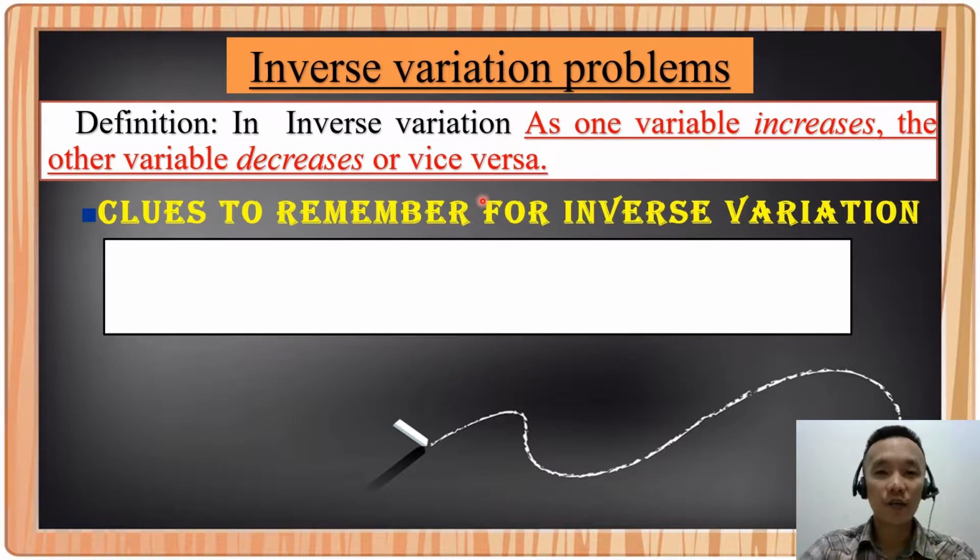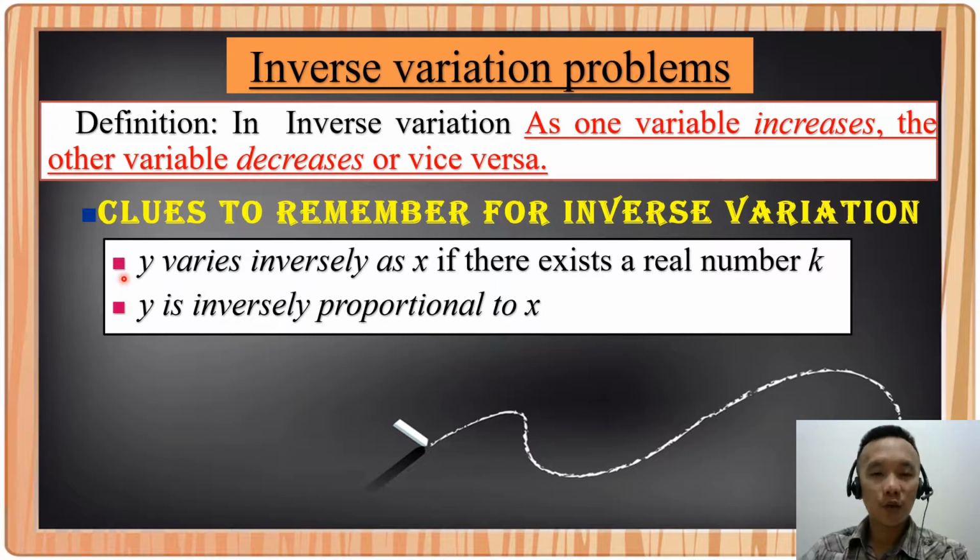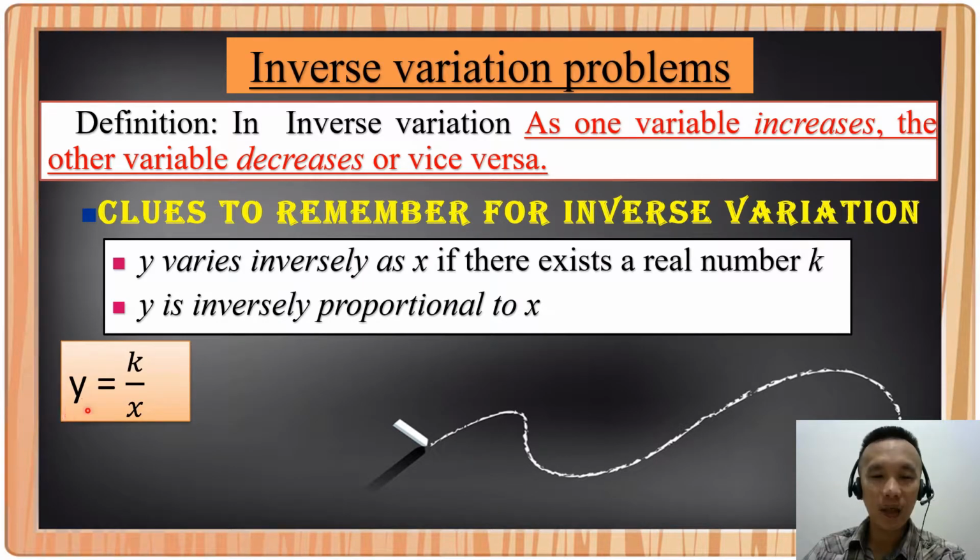And there are clues to remember on how to identify an inverse variation. If we have a sentence, y varies inversely as x, and there exists a real number k, where k is our constant of variation, or y is inversely proportional to x, if we are going to write the formula, it is simply y equal to k over x, where k again is our constant of variation.